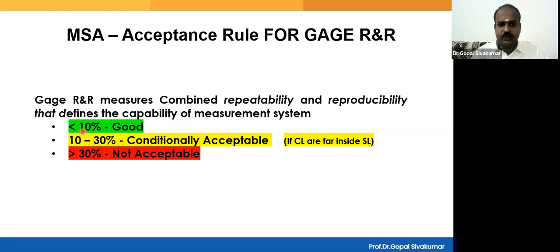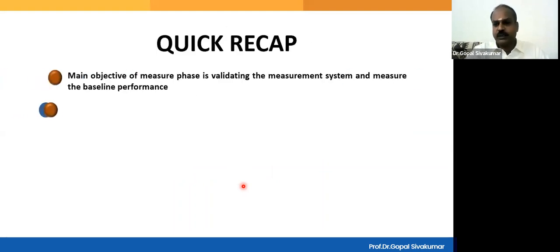If the gauge R&R value is less than 10%, the measurement system is considered capable and good. If it is 10 to 30%, conditionally acceptable. If it is more than 30%, never acceptable. You had better throw away the data, not collect the data, and seek to improve or replace the measurement system. In any case, when the gauge R&R is more than 30%, don't use such a measurement system.